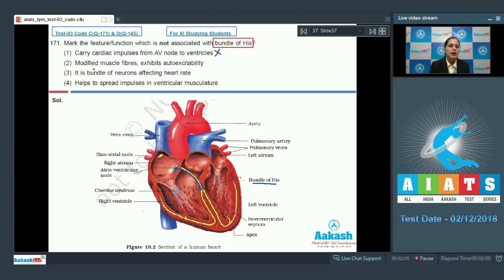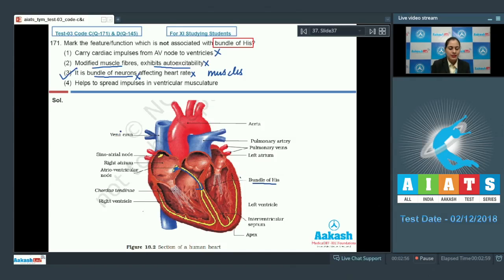Our next option is modified muscle fibers exhibit auto-excitability, and this is a feature of the bundle of His or any other cardiac tissue in the human heart, so this cannot be the correct answer. Our next option given is it is a bundle of neurons affecting heart rate, and this is an incorrect statement and is the correct answer to our question, because the bundle of His is a bundle of muscle fibers rather than neurons.